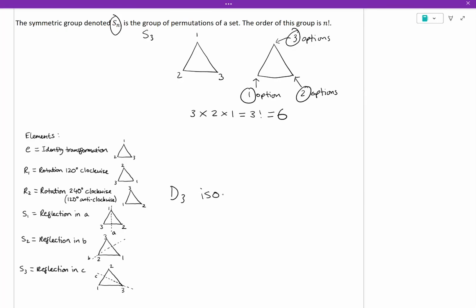In this scenario, when you have identical groups, you'd call them isomorphic to each other, so we'd say D3 is isomorphic to S3. Now this word, we'll look at in more detail in an upcoming video. In terms of notation, we could write D3, and then this symbol here, S3, and that means isomorphic to. However, this only applies when n is 3.